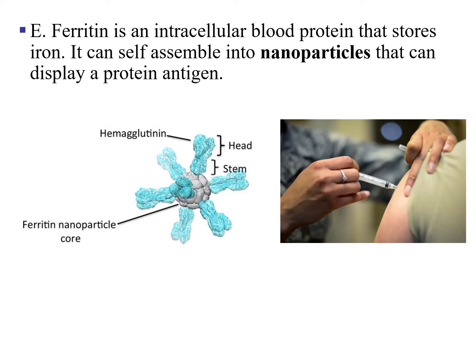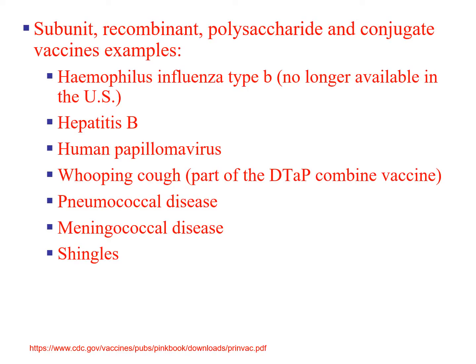The last one we'll talk about is nanoparticles. So ferritin is an intracellular blood protein that stores iron. This protein can self-assemble into nanoparticles. These nanoparticles can display a protein antigen. So these are all the different types of subunit vaccines that can be used. These are some common examples of such subunit vaccines.